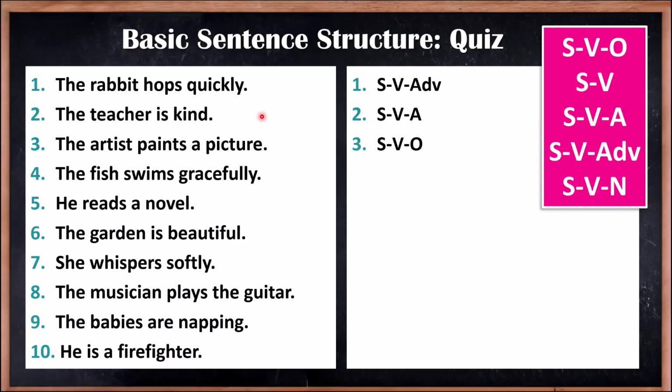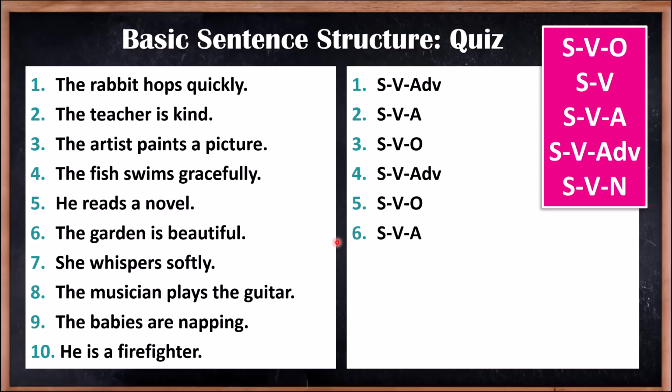Number 3 follows the subject-verb-object pattern. The artist is the subject, the verb is paint, and a picture is the object that receives the action. Number 4 is subject-verb-adverb. The fish is the subject, swims is the verb, gracefully is the adverb. Number 5 follows the subject-verb-object pattern. He is the subject, reads is the verb, a novel is the object receiving the action of reading.